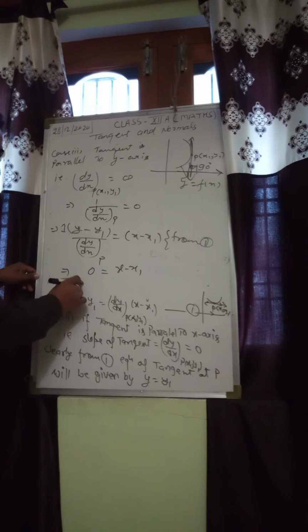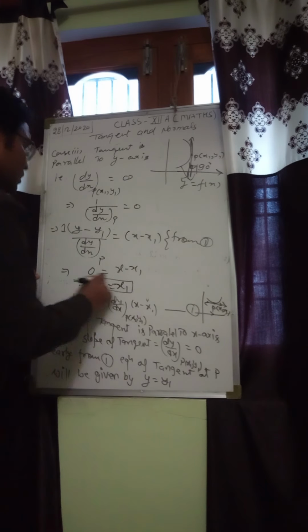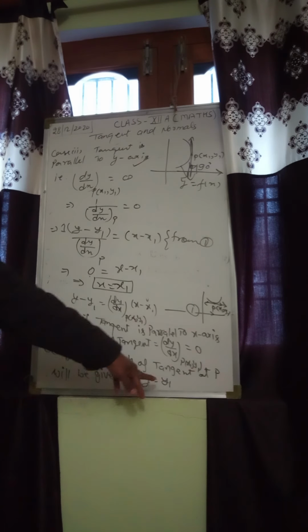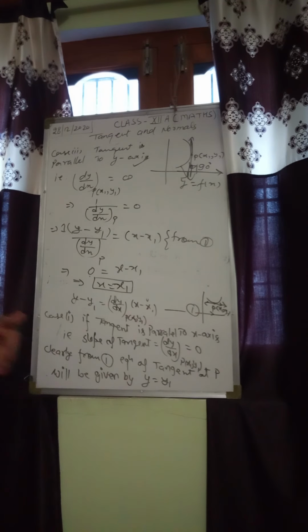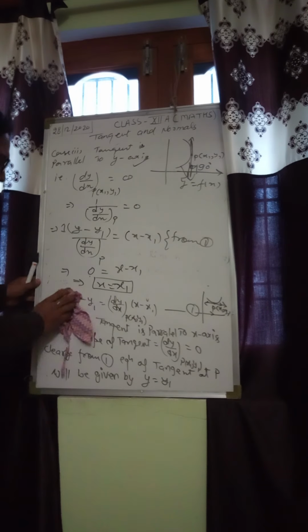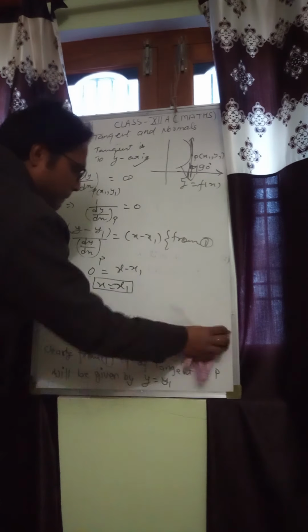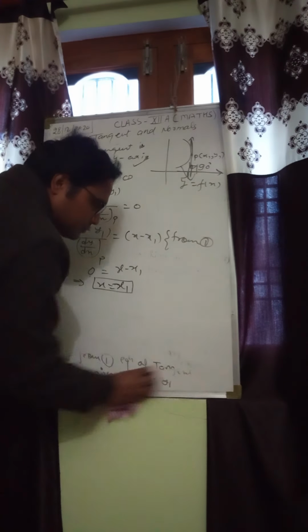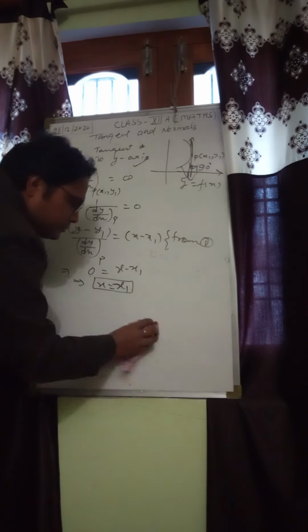So what will be the equation? Equation will be x = x1. That is the equation when tangent is parallel to y-axis, and y = y1 is the equation when tangent is parallel to x-axis. We have these two cases. Okay. Now I am going to explain what is the normal line. See what is normal.